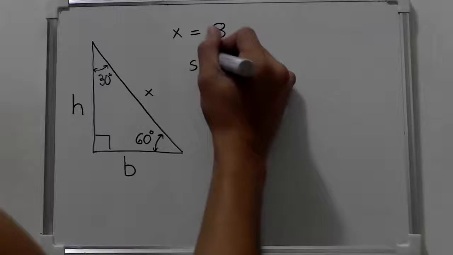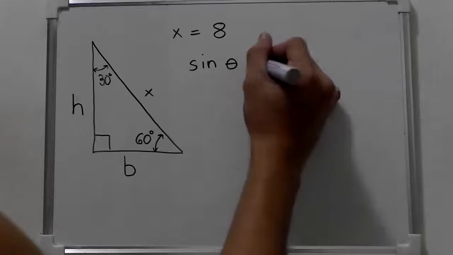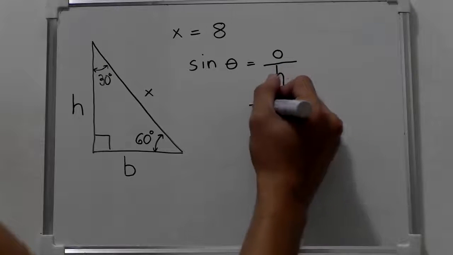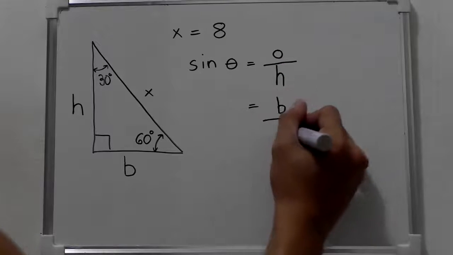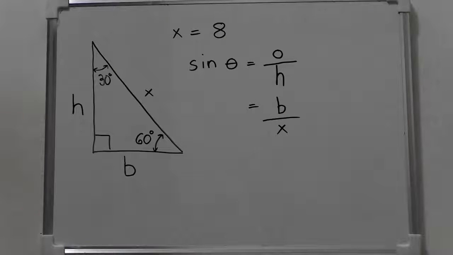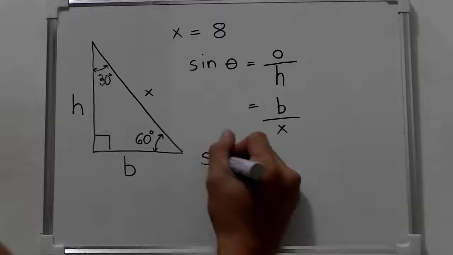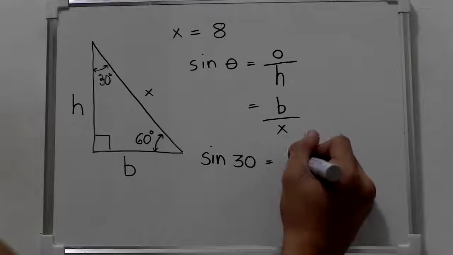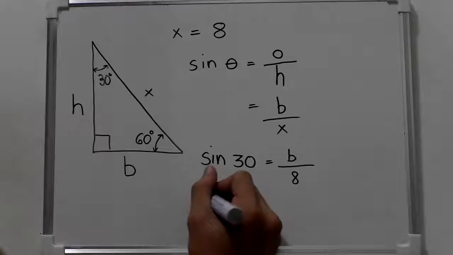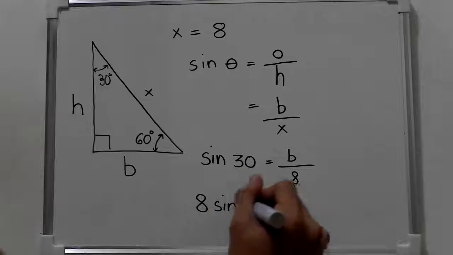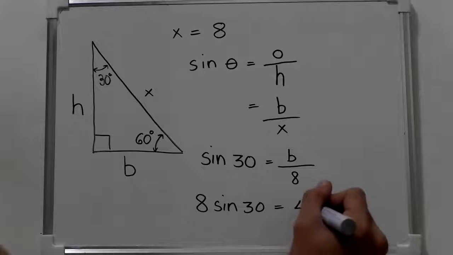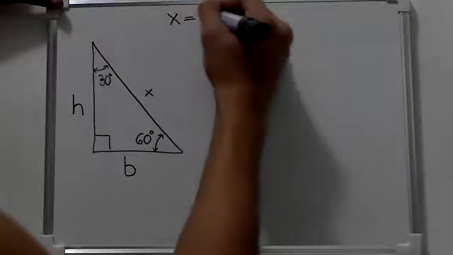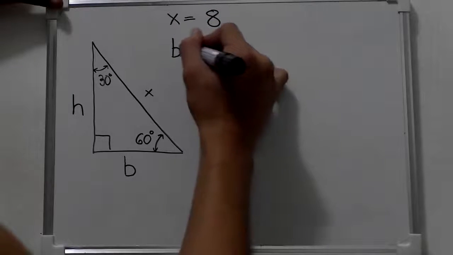We will use the trigonometric function sine in order for us to solve the value of our opposite side, which is our base. Substituting the value, sine 30 is equal to b over 8. So 8 times sine 30 is equal to 4. So we have now the value of our b.